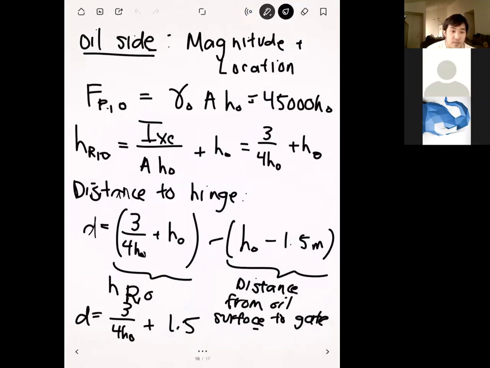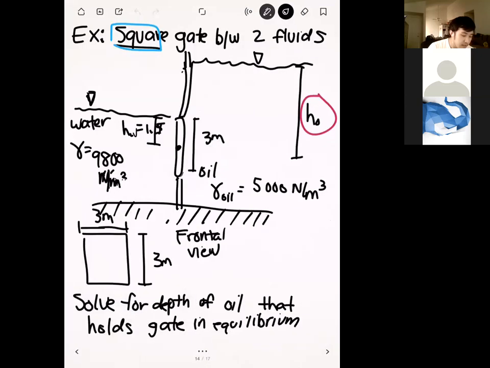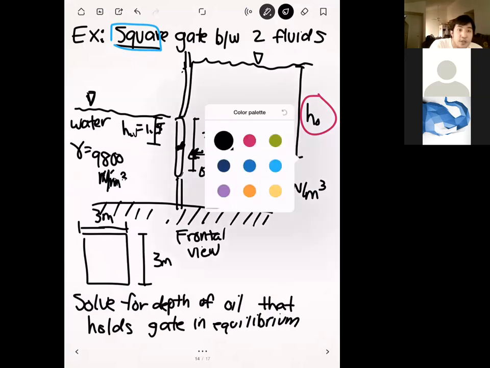Okay. Explain that part again. Yeah. So in order to compute the moment, moment is always equal to a force multiplied by a distance to the hinge, right? We computed the magnitude of this pressure force from the oil, and the pressure force is going to be acting like this. In order to compute the moment, we need the distance between this pressure force right here and the hinge right here. What we just computed was HO, where HO is the distance from the surface of the water to the resultant pressure force.